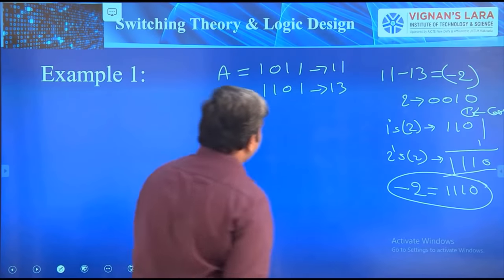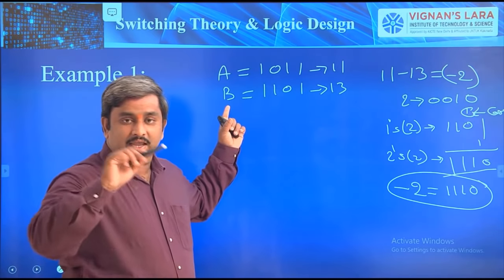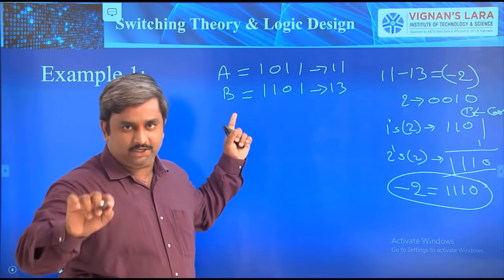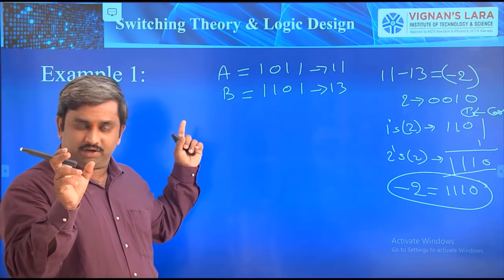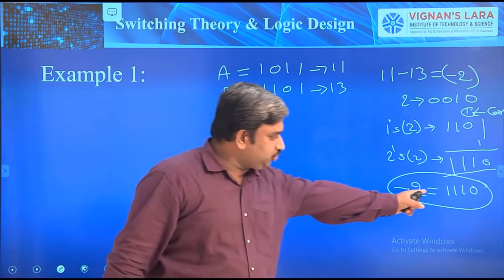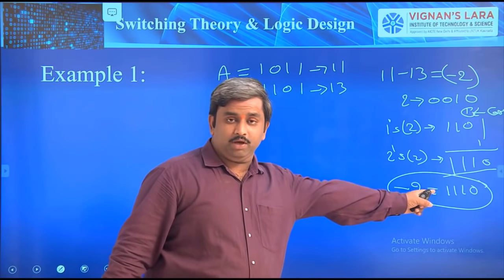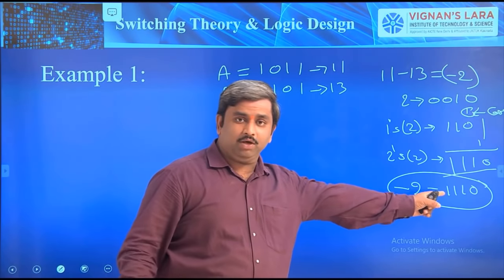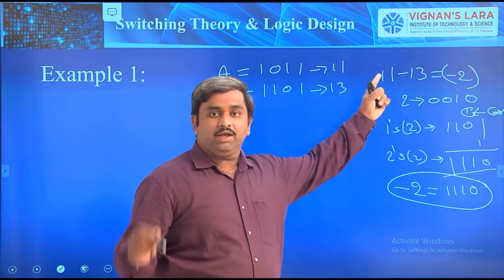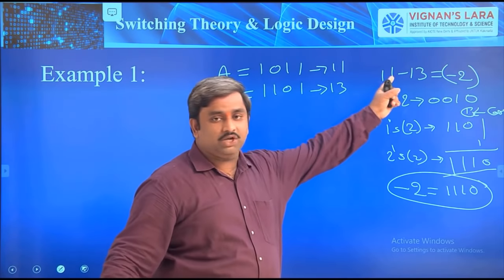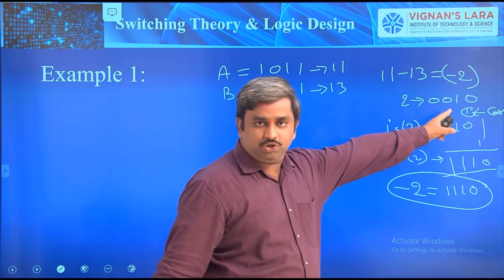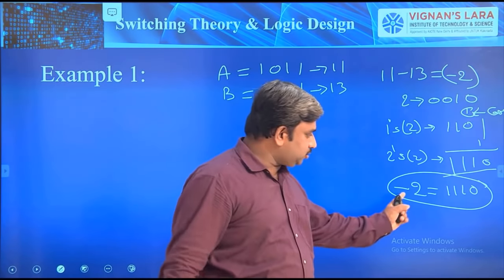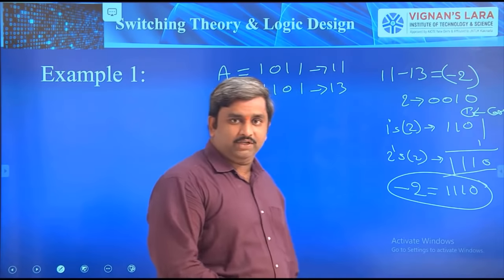Okay. So see here, previously I said that A minus B is equal to A plus minus B. When we do the operation, we will get some difference value. That difference value should be 1, 1, 1, 0. Why? Because here the answer of 11 minus 13 is minus 2, not 2. But 2 is equal to 0, 0, 1, 0. But what is minus 2? Minus 2 is equal to 1, 1, 1, 0. That we will check now.